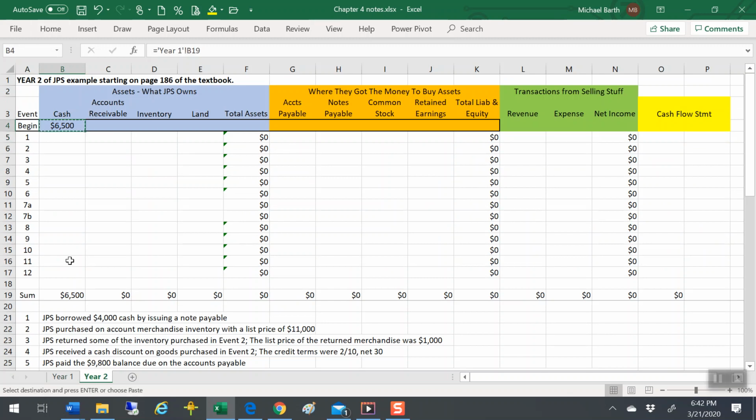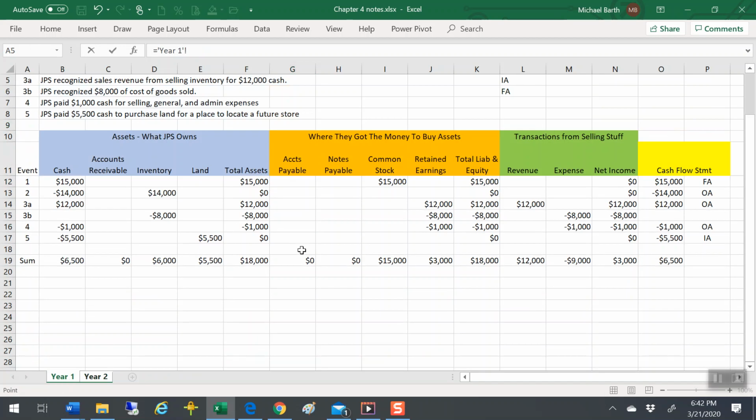All right, so we had cash. There were no accounts receivable yet. We'll see those in year 2. We still had 6,000 of inventory. We had bought 14,000, sold 8,000 of it, so we still have 6,000. We just bought some land. So my total assets, what I own, starting out the beginning of year 2 is the same as it would have been at the end of year 1. Similarly, I go in there and grab the information for the liabilities and equity.